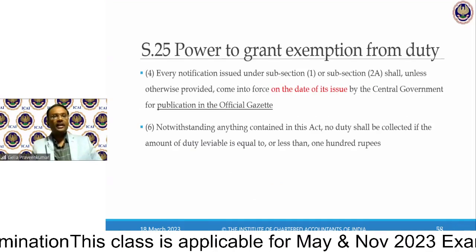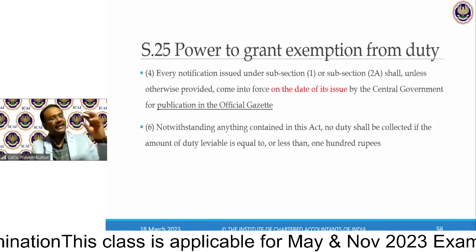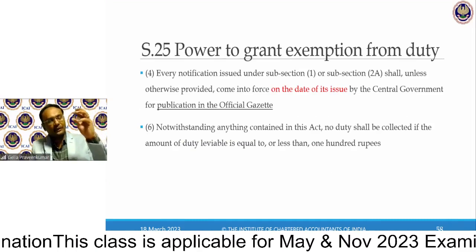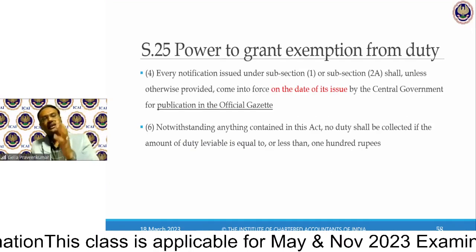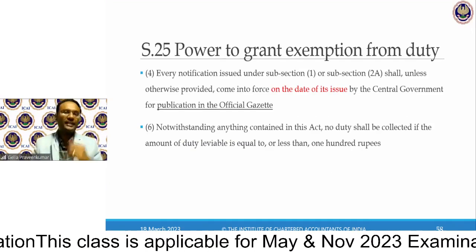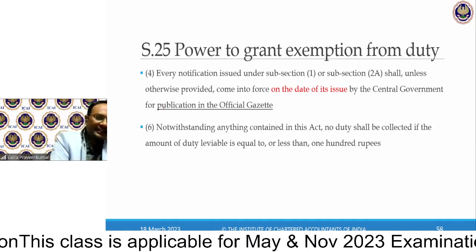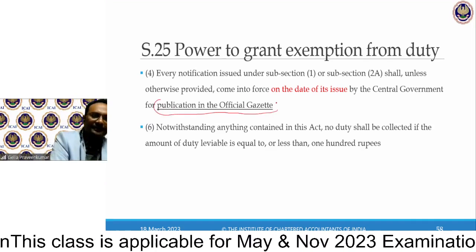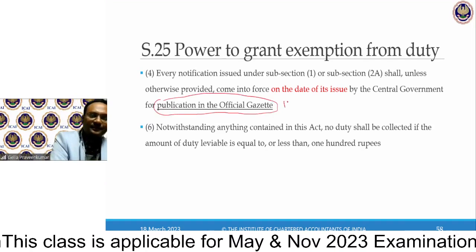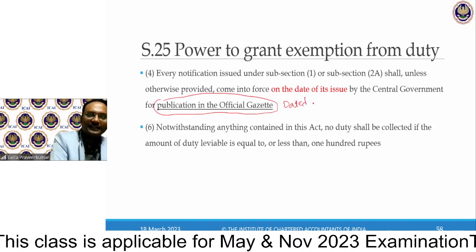Now, you remember I was giving an example: 10th January, this notification was dated. 12th January, it was made in the public domain. What is the date of its issue? They say that publication in the official gazette. That means the day the notification was dated, unless otherwise specified.